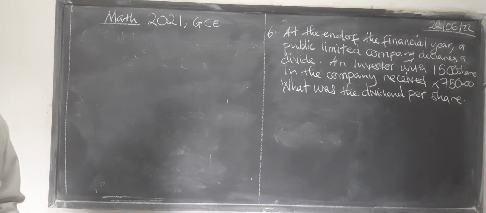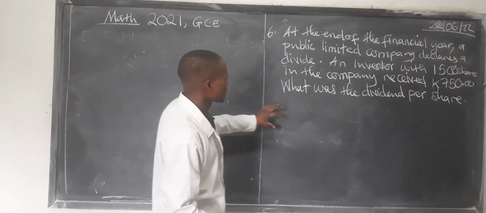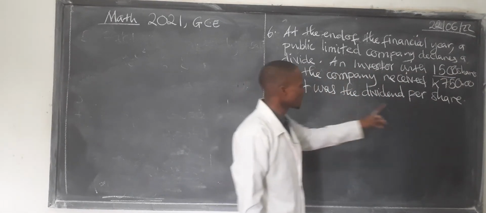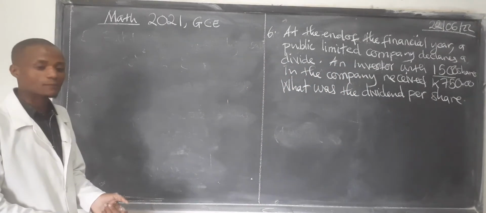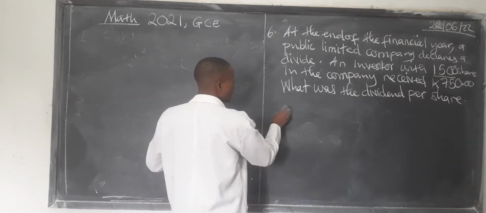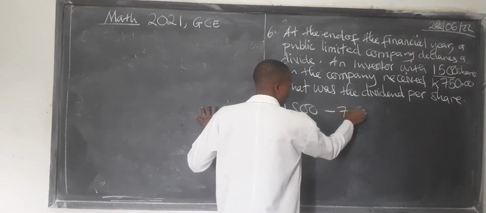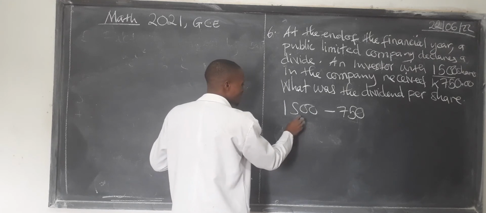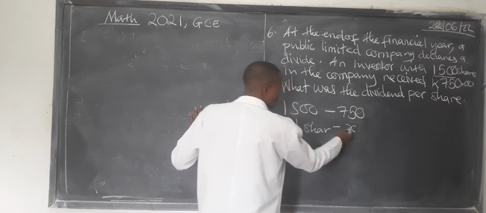Okay, so to find this one, we want to find out how much was it there per share. Now, this person who's called an investor who had the 1,500 shares was given at the end of the year 750 kwacha. Now, how much was it per share? So if 1,500 shares was given 750 kwacha, how much can it be for one share? So we don't know how much was declared per share.